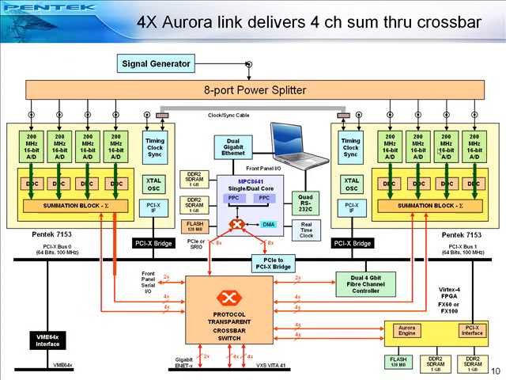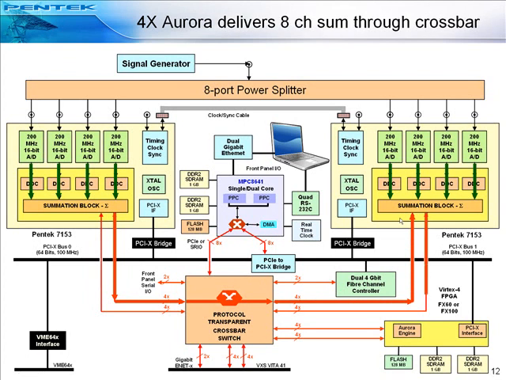The summation output from the left XMC module is delivered using the 4x Aurora link into one port of the crossbar switch. Each red 4x link is capable of data rates up to 1.25 gigabytes per second. The left 4-channel sum is connected through the crossbar switch and delivered into the summation port of the right-hand XMC module.